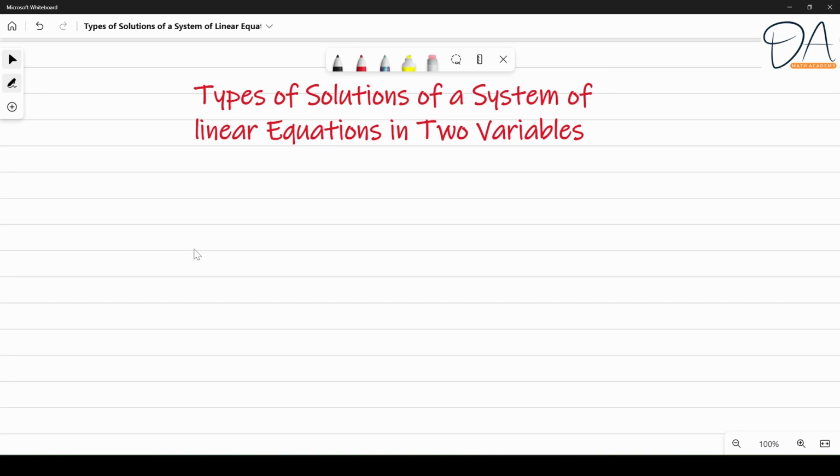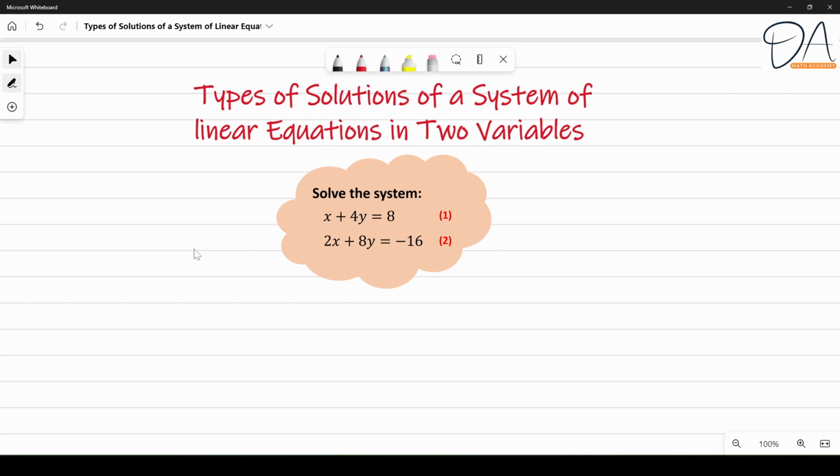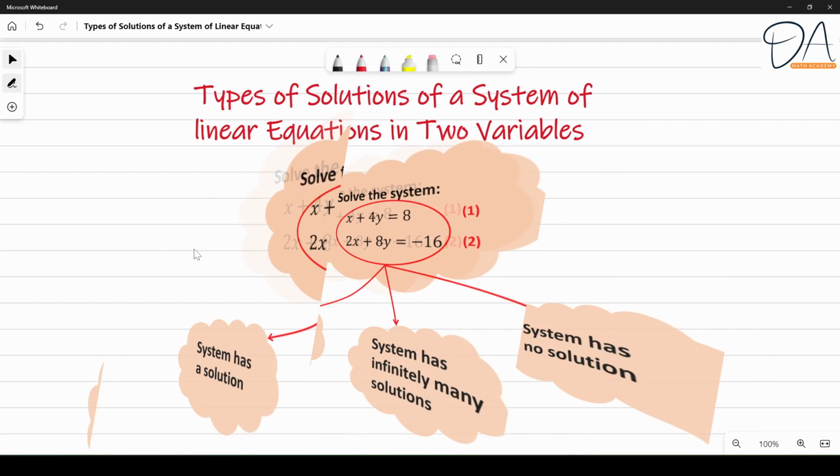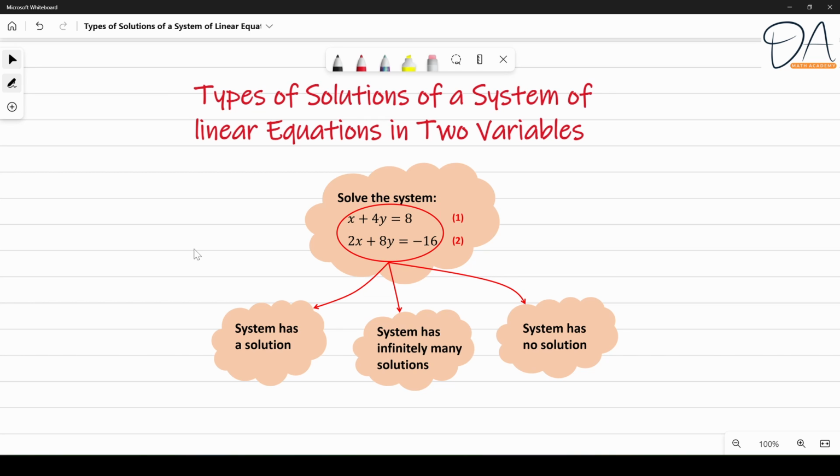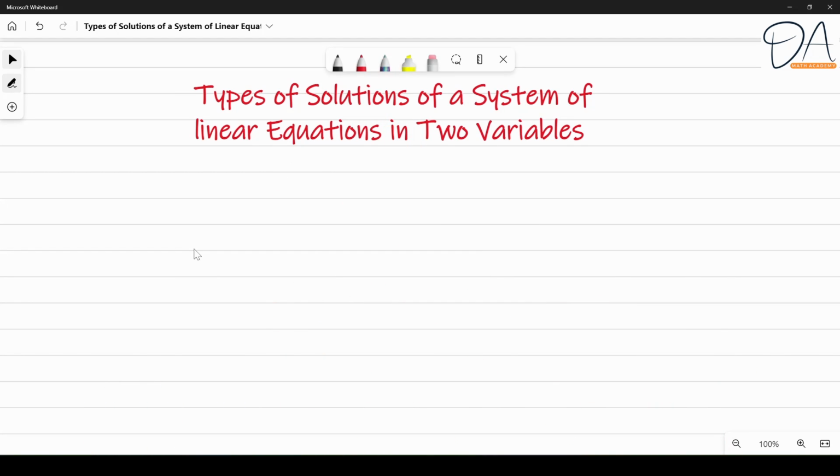In this video, we consider the following kind of problem. You are given a system of linear equations and you want to determine the type of solution of the system based on the final solution that you get. In other words, does the system have one solution, infinitely many solutions, or no solution at all? In this video, we consider all of these cases and learn what to look for in the algebraic solution to know the type.